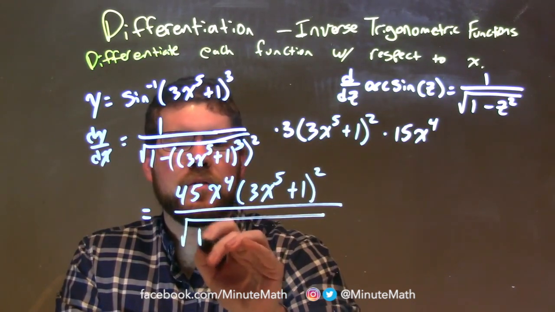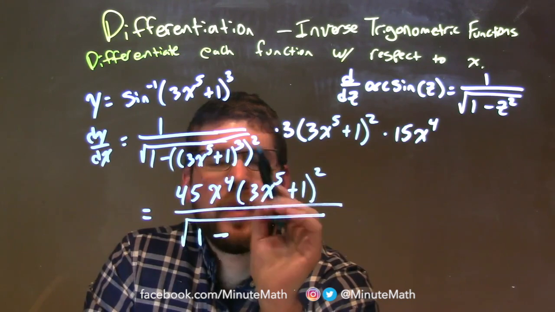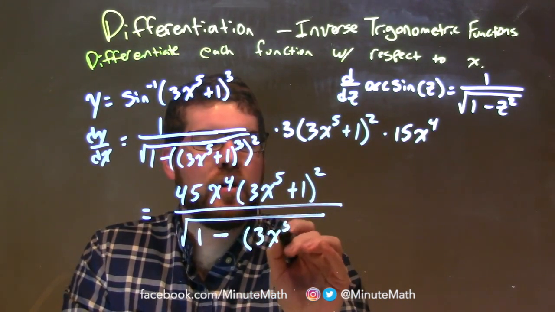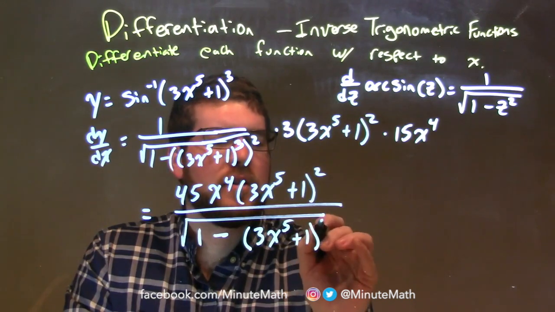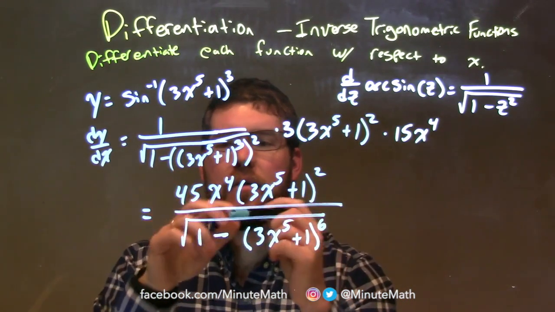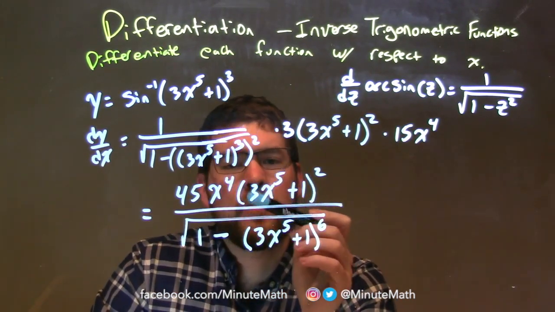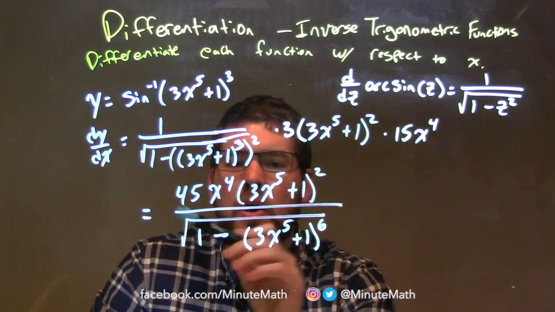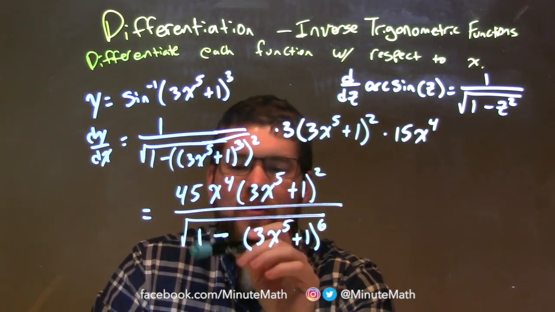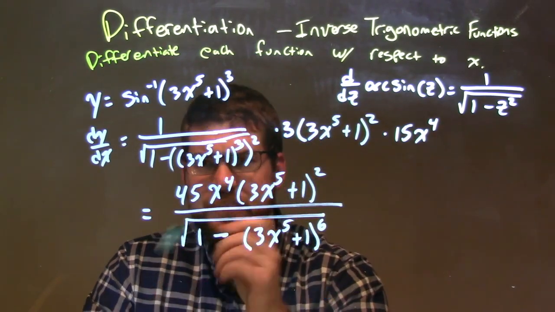1 minus, well, let's distribute the square to the third power right there. That's to the sixth power. So we have 3x to the fifth plus 1 all to the sixth power now. That's good enough for me. And so here we have our final answer, 45x to the fourth times 3x to the fifth plus 1 squared over the square root of 1 minus parentheses 3x to the fifth plus 1 to the sixth power.